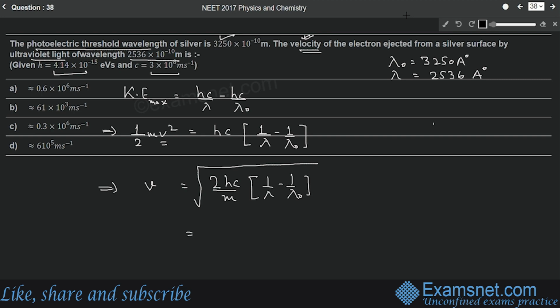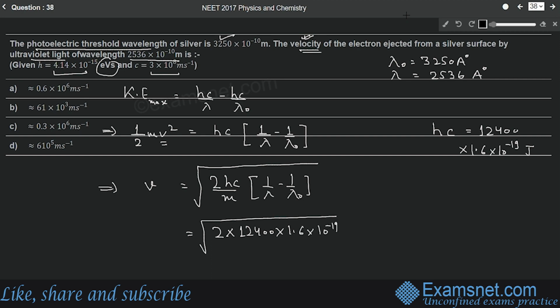We know that the product of Planck's constant and speed of light, that is hc, is equal to 12400. Okay, and here if we look at this question, the value of Planck's constant is given in electron volts. So in order to convert it into joule, we have to multiply it by 1.6 into 10 to the power minus 19. Okay, then we'll get the value in joule. So here let's put the values. The value of hc is 12400 into 1.6 into 10 to the power minus 19 joule divided by the mass of the electron, which will be what? 9.1 into 10 to the power minus 31 kg.